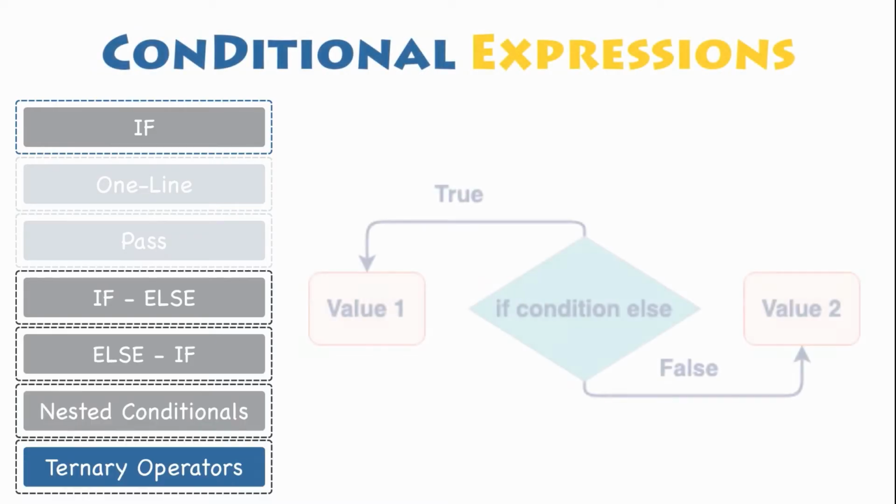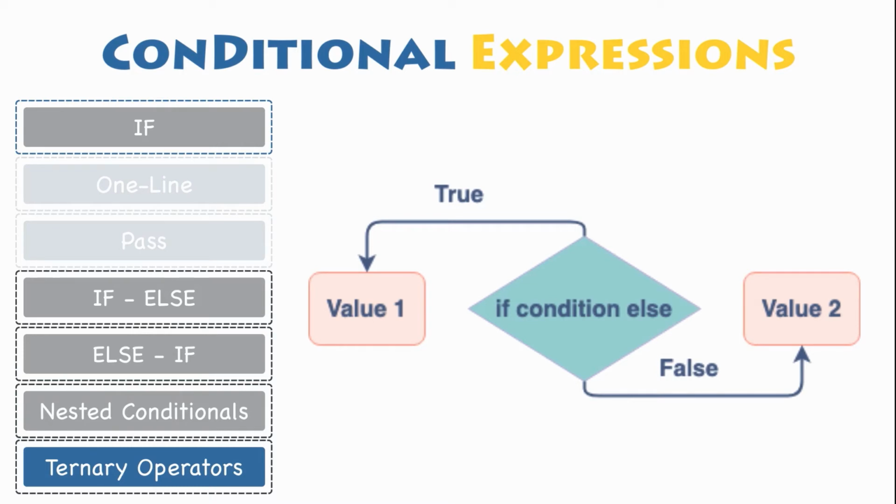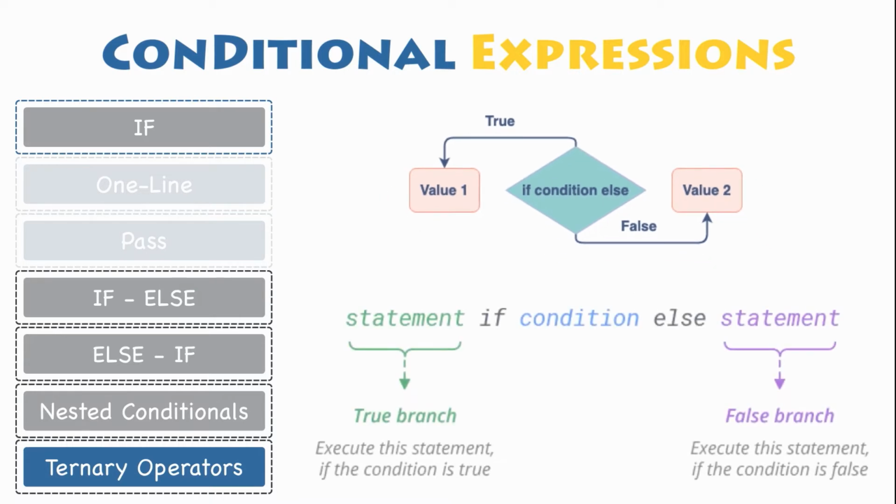Conditional expressions. Python supports one additional decision-making entity, called a conditional expression, or even ternary operator. In its simplest form, the syntax of the conditional expression is as follows. Expression 1, if, conditional expression, else, expression 2.